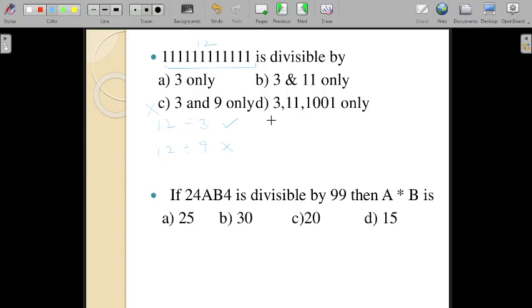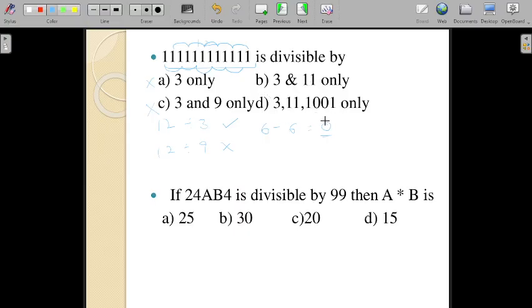Next 11. 11 means the difference of alternate digit sums. So what is this? 6 minus 6 equal to 0. Since it is 0, it is divisible by 11. Please see, 1 plus 1 plus 1, 4, 5, 6. Same here, 1, 2, 3, 4, 5, 6. So here 3 only is also left out because 11 satisfies the condition. So we are left with only 2 options, B and D.